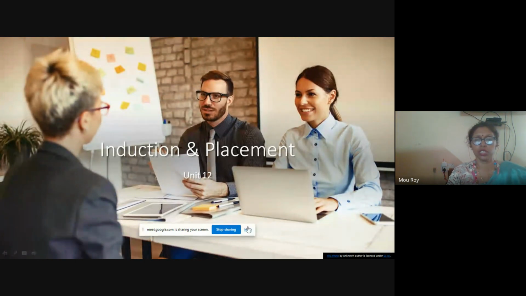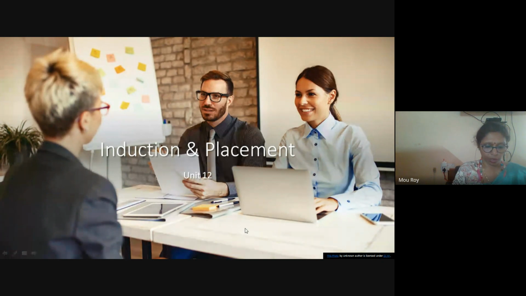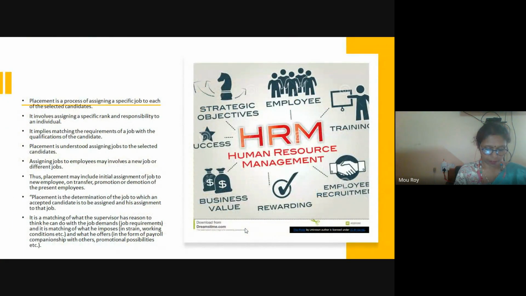So this is our unit 12, where we have induction and placement. So what does induction mean? Basically, when we join an organization, we are new to that organization. So we don't know about the organization.